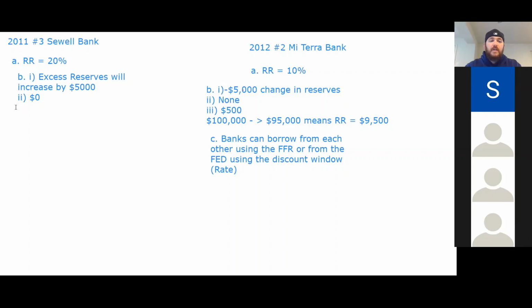So for this one, pretty simple, okay, for C, we can just take the $5,000 times the money multiplier, which in this case is going to be 5. Okay, and we get a $25,000 increase. All right, so the maximum amount the money supply can change as a result of the $5,000 purchase is it can increase by $25,000.